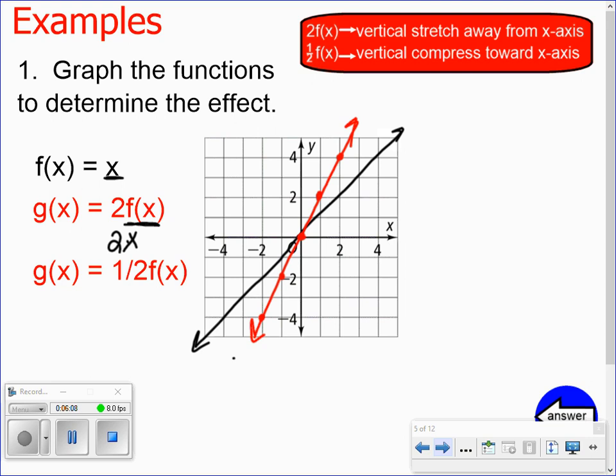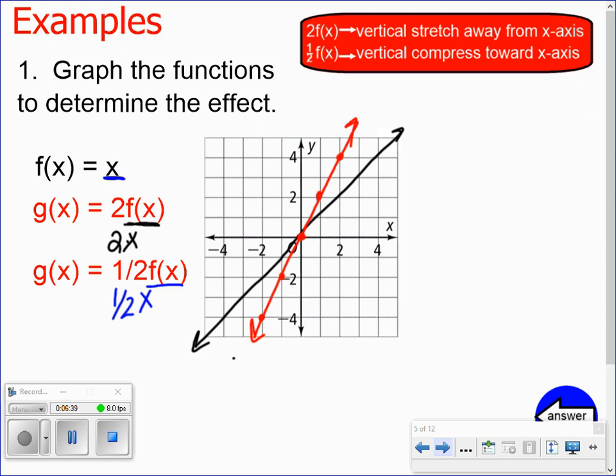If we're looking at g of x equals 1/2 times f of x, this would be a compression. So what we'll see here is that it's going to actually get closer to the x. But what we have here is it says take f of x and multiply f of x by 1/2. So in our case, f of x is x. So we're taking 1/2 and we're multiplying it to our function of x, which in this case is x.